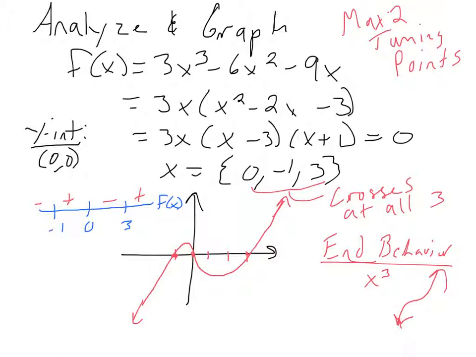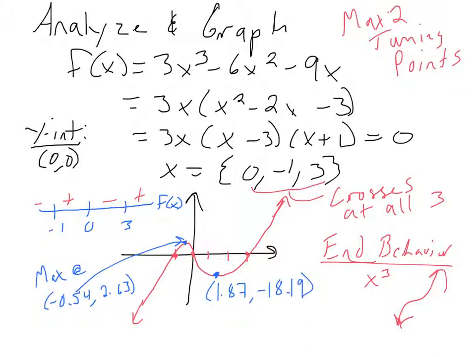And so we see that our relative max right here is going to be negative 0.54, 2.63. So that's our max, and our relative minimum right here, if we use the min function in our calculator, will be 1.87 and negative 18.19. So that's a relative min right there. And from that, we can determine where the function is increasing and where it's decreasing.